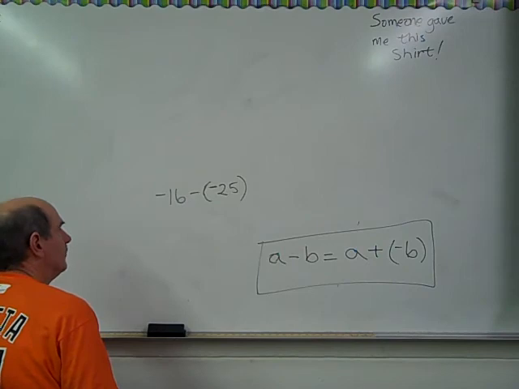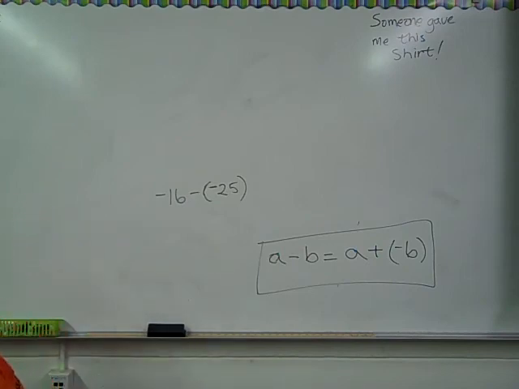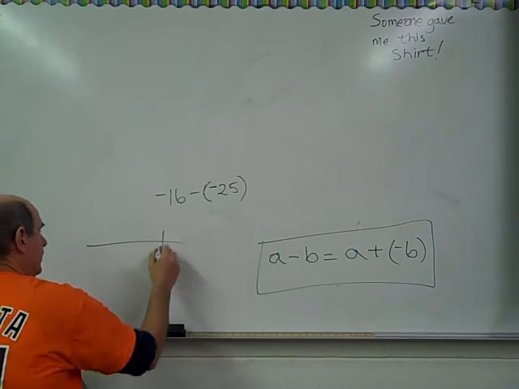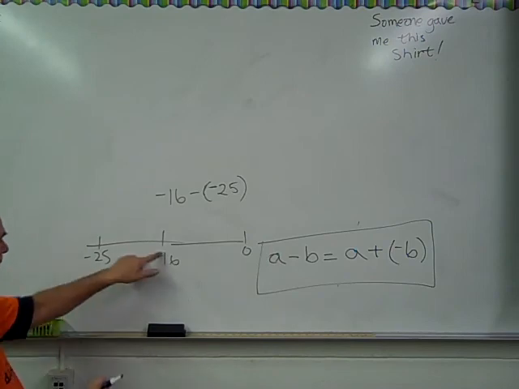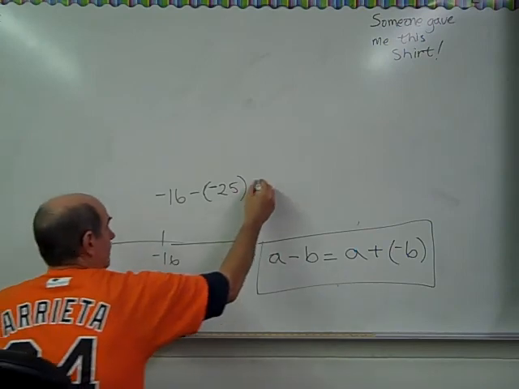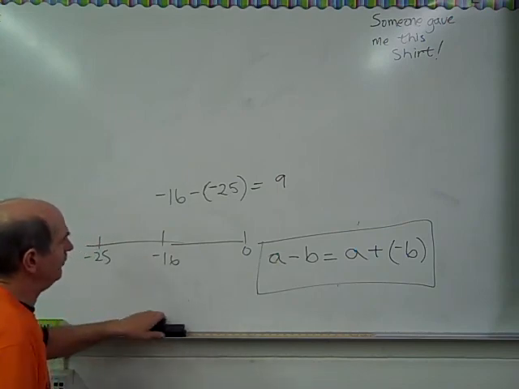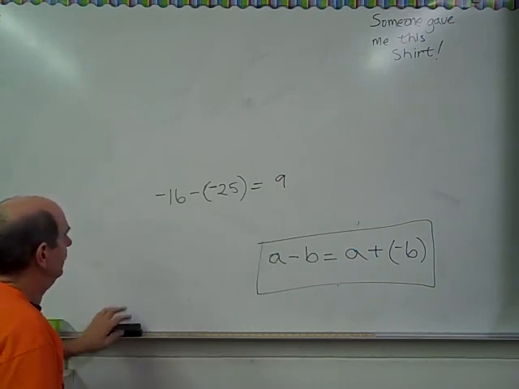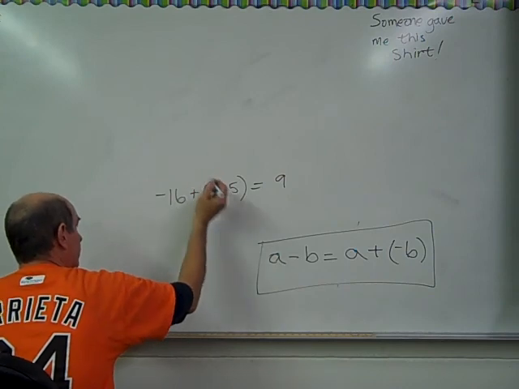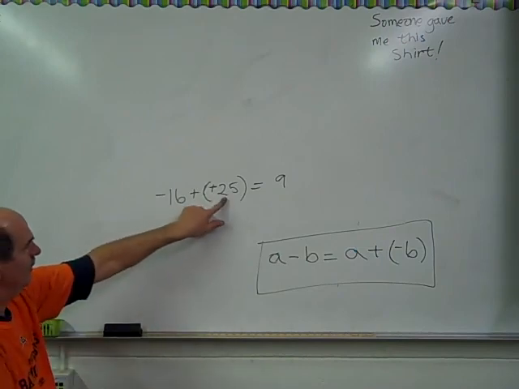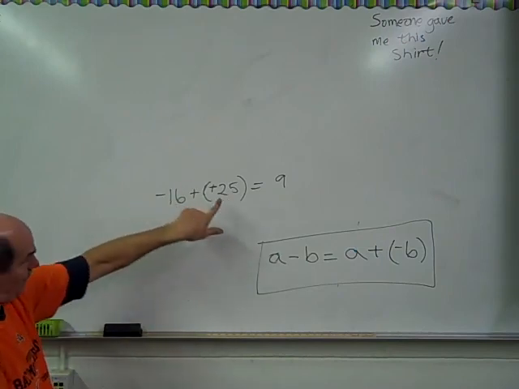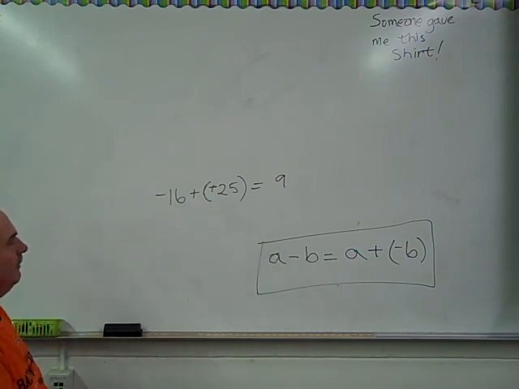Okay, how far apart are these numbers? They're apart by 9 because negative 16 would be here, negative 25 would be here, and here somewhere is 0. These are 9 apart. So the absolute value of the answer will be 9, and then you have to figure out, well, is it positive or negative 9? Well, this will help you. You make it plus positive 25. So is it positive 9 or negative 9? Ask what you have more of. You have more positives or more negatives? Positives. So that would be positive 9. So negative 16 plus 25 is 9.